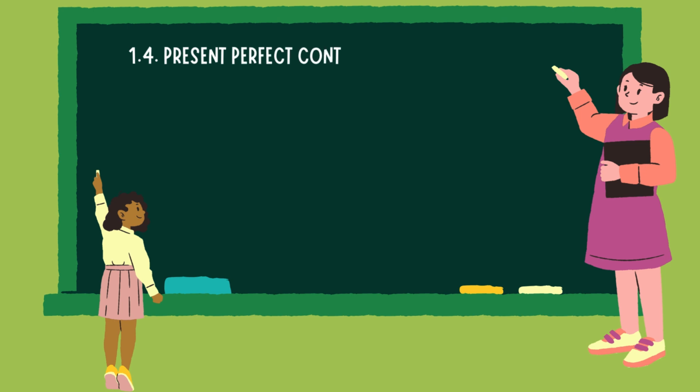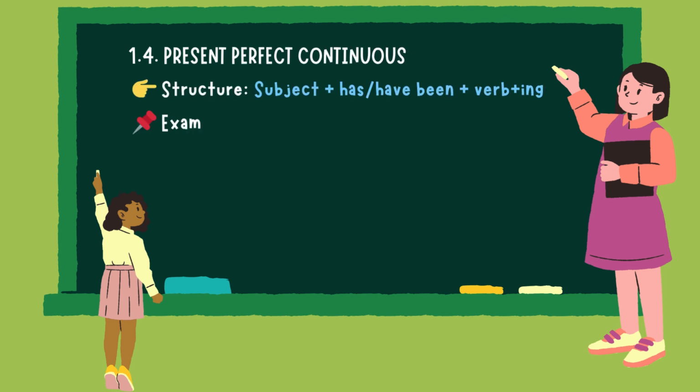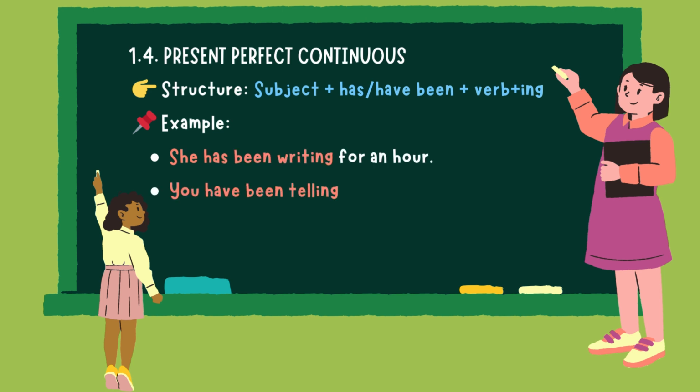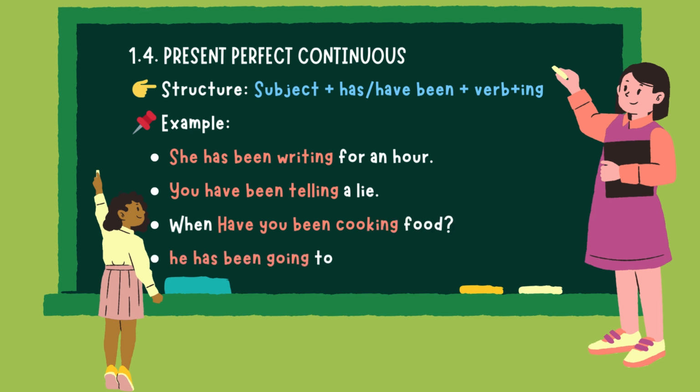1.4, present perfect continuous. Structure: subject plus has, have been plus verb-ing. Example: she has been writing for an hour. You have been telling a lie. When have you been cooking food? He has been going for a morning walk.